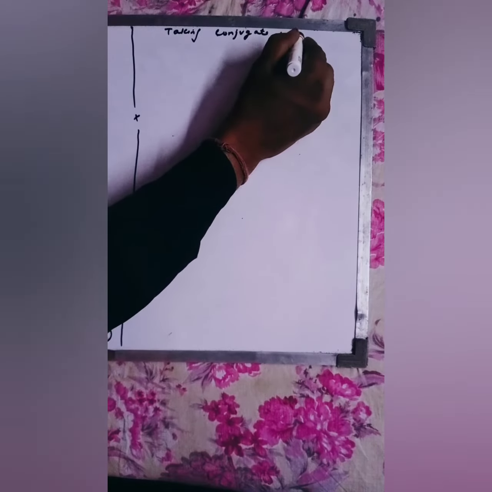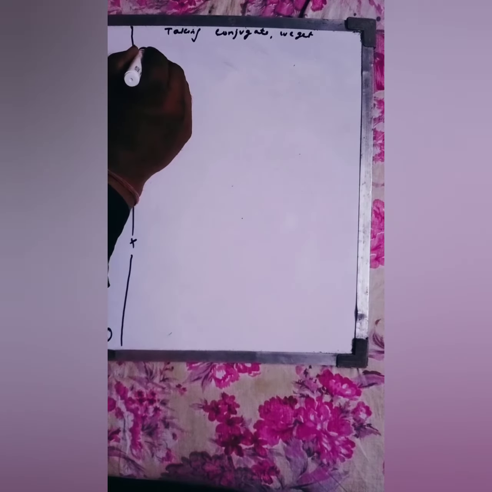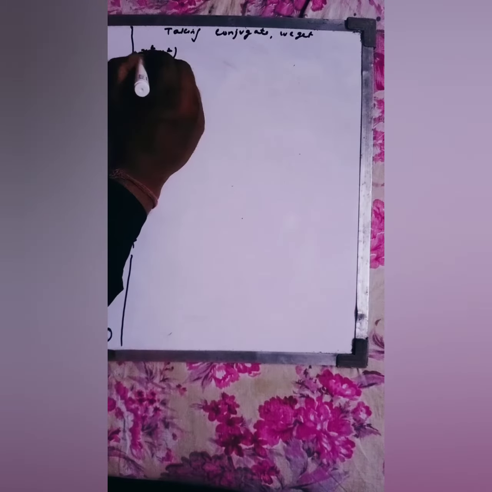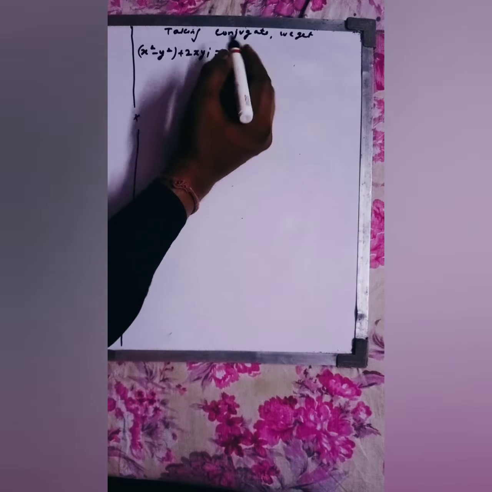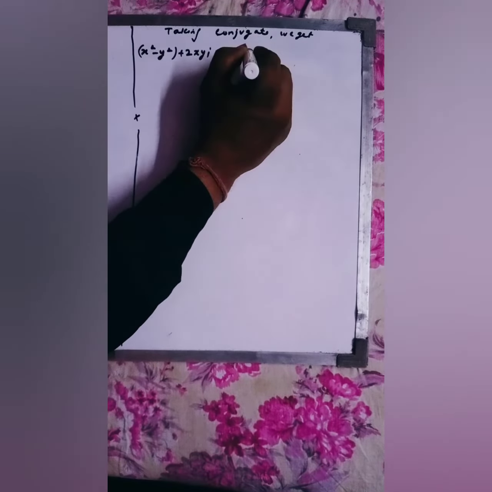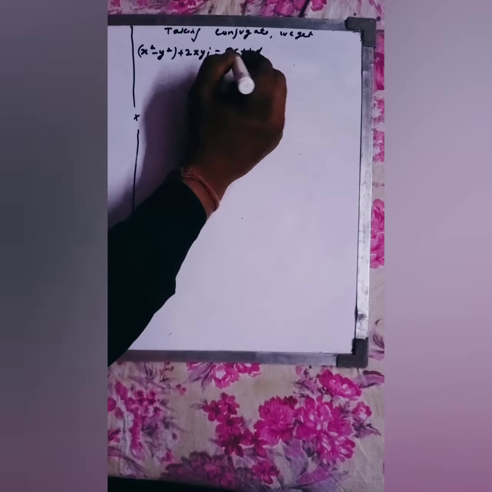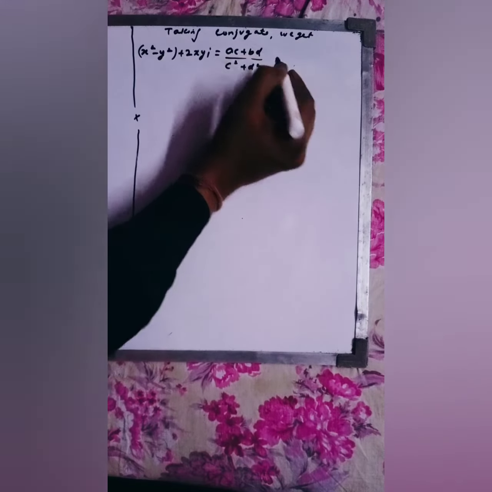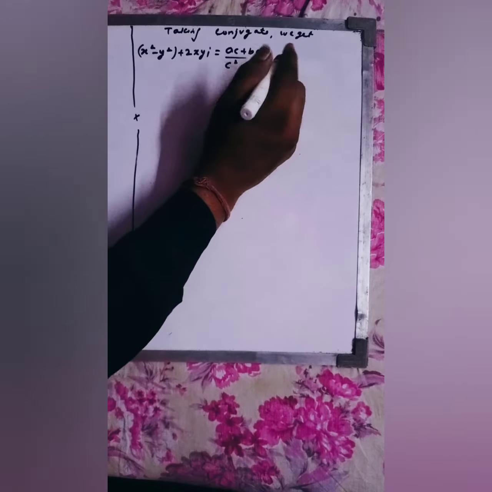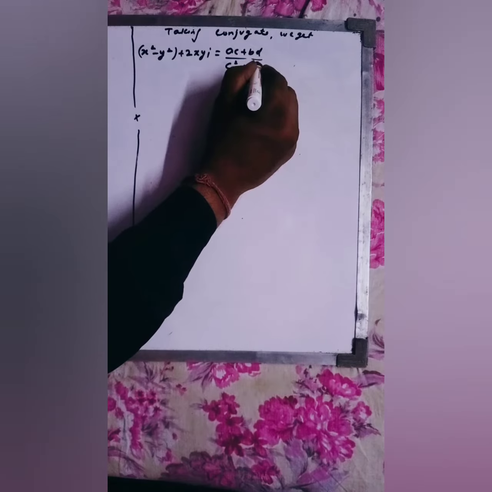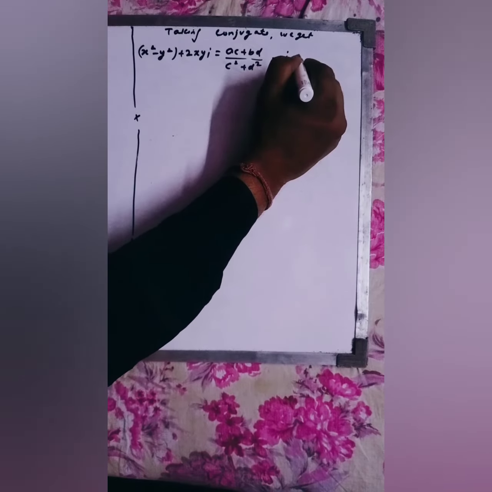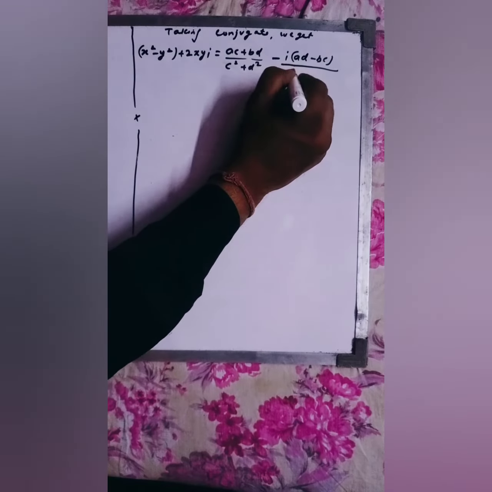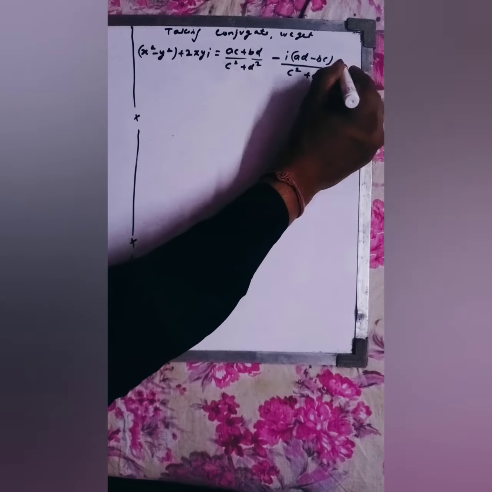Taking conjugate, and we get this would be x square minus y square plus 2xy iota is equals to AC plus BD upon C square plus D square minus iota, I am changing this sign, minus AD minus BC over C square plus D square. So this is your equation number 2.